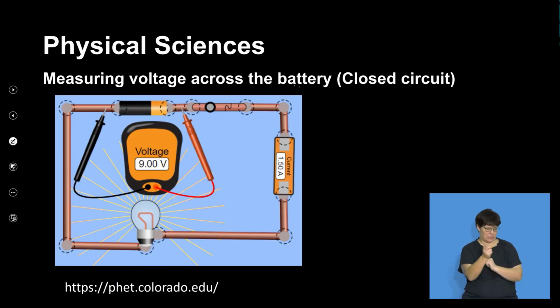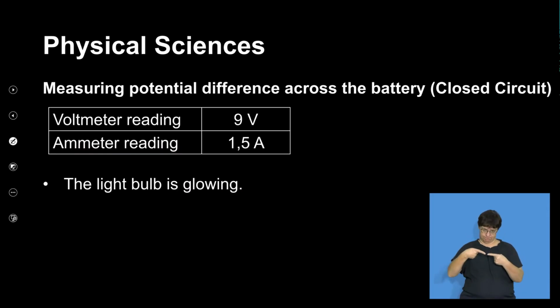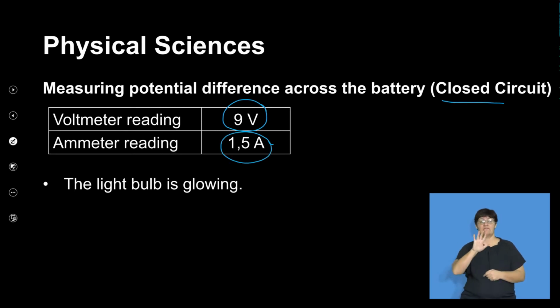This is basically what we obtained from that setup when we closed the switch. What does this mean? The voltmeter reading, now that the switch is closed, emphasis on that, in a closed circuit, has dropped from 12 to 9 volts. The current reading, when we closed the switch, changed from 0 to 1.5 amperes. And what else do we observe? The bulb is glowing.